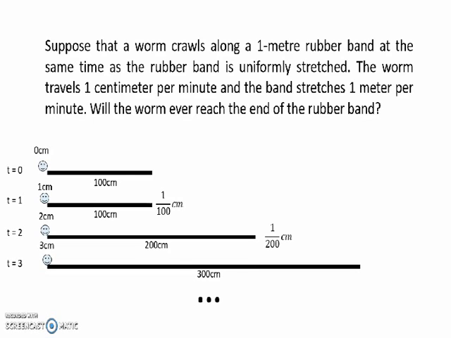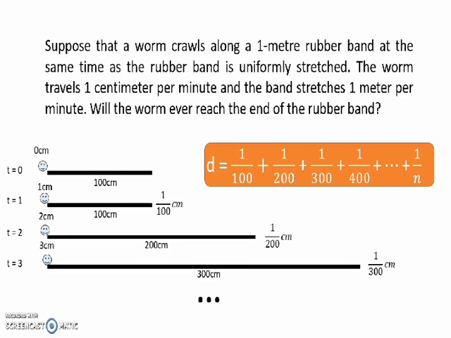It will be 1 over 200. It still advances 1 centimeter, but now the rope is 200. And at time equals 3, 1 over 300, right? So the total distance that we walk will be the sum of all the ratios of distance. So it will be 1 over 100 plus 1 over 200 plus 1 over 300 and so on.